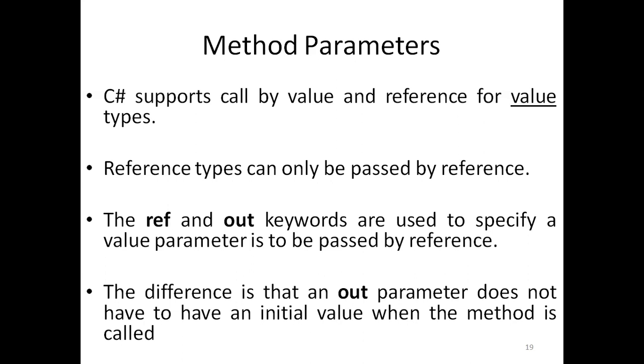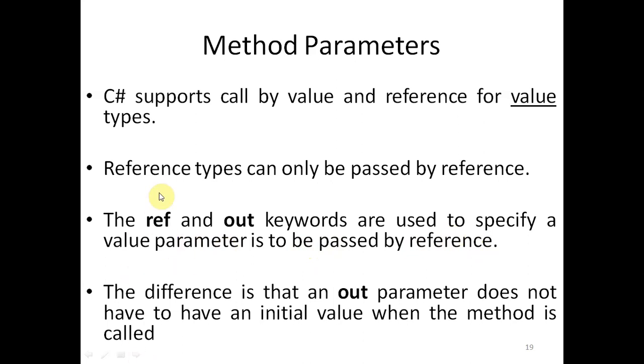So how to write this call by value and call by reference in C#.NET. You can see here C# supports call by value and reference for the value type. Reference type can only be passed by reference. So ref is used for the call by reference.